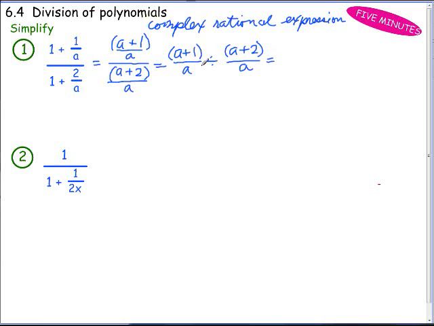We're going to stay a plus 1 over a, change to multiplication, and flip. Take the reciprocal of the divisor, a plus 2, and that simplifies to a plus 1 over a plus 2.